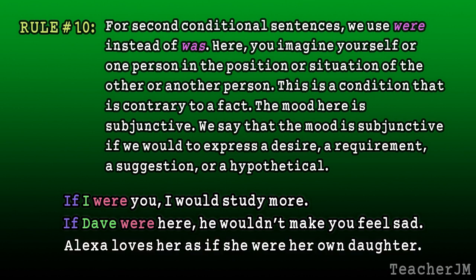Alexa loves her as if she were her own daughter. Here, were is used because we express an impossibility. Because of this, we need to use were given that this is a conditional sentence.